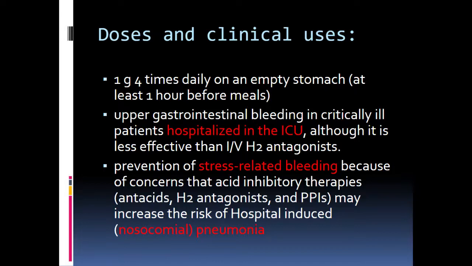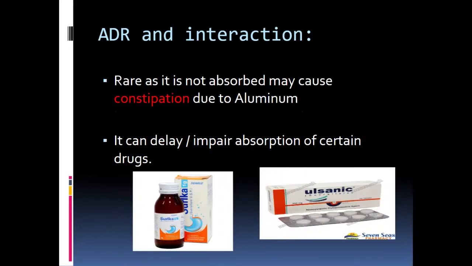The important thing is that for the prevention of stress-related ulcer, if we ask a patient to go to hospital and take an H2 receptor antagonist, antacid or PPI, the chances of hospital-induced infections increase. So the best approach is that the person should be treated at home by giving sucralfate for prevention. Okay, start it early so that drug-drug interactions and adverse drug reactions are minimal or rare.